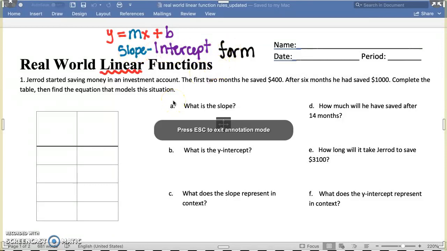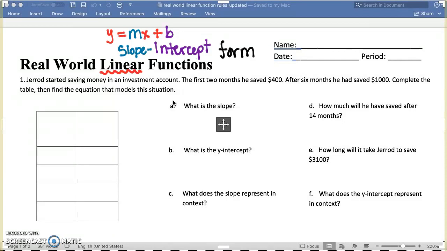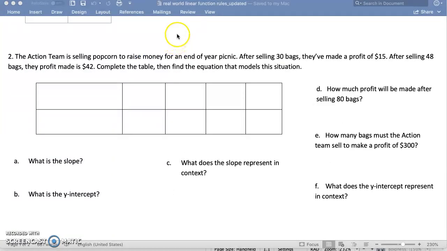You have 6 problems on this paper, 3 on the front and 3 on the back, and we're going to start with number 2 as kind of our example. So before we can complete this table and answer these 6 questions, we need to read the problem and see what information it gives us.